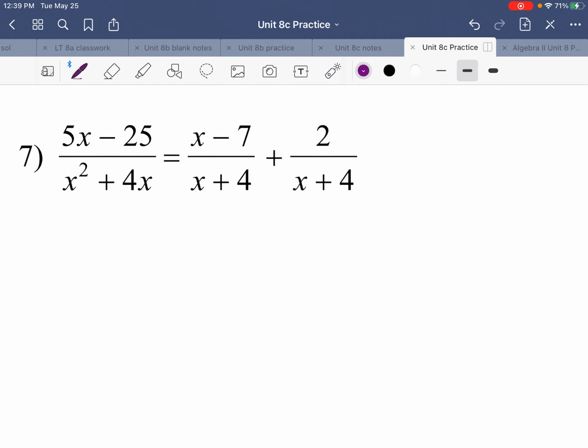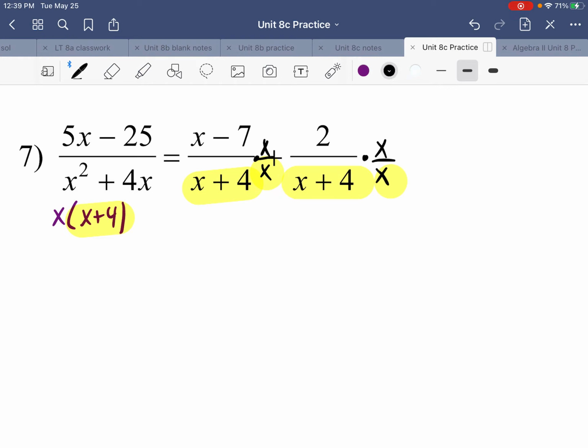Factor the denominator. We have x times x plus 4. Looking at all of our denominators, they're all factored now. And looks like we need to multiply by an x. So multiply by x over x and multiply by x over x. Something over itself is equivalent to 1. Now all of our denominators are the same. They all have x and x plus 4 as factors.